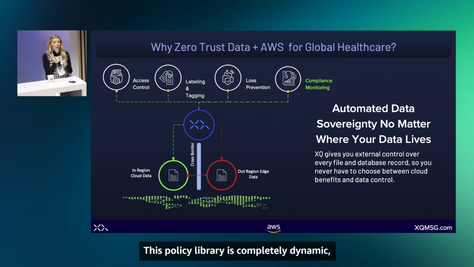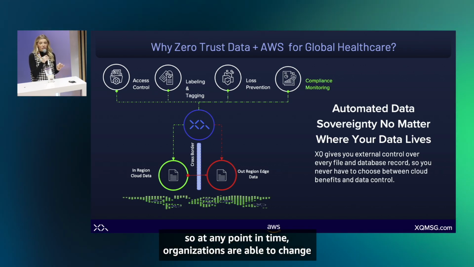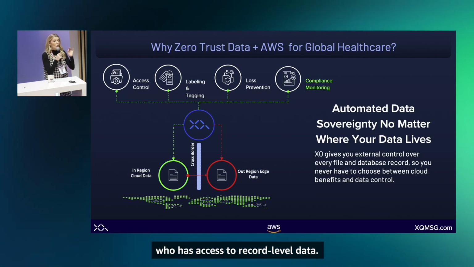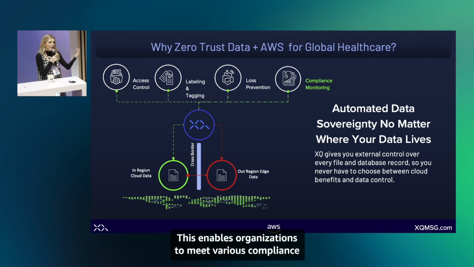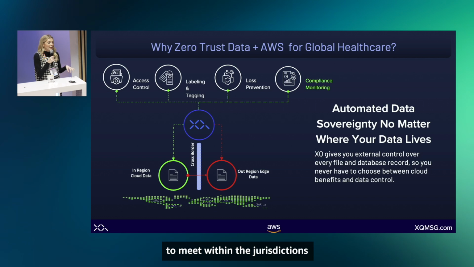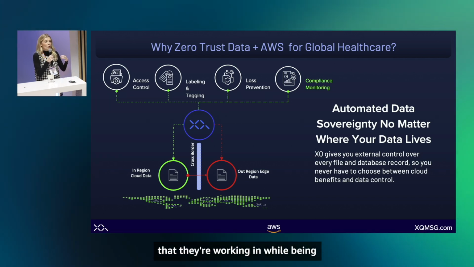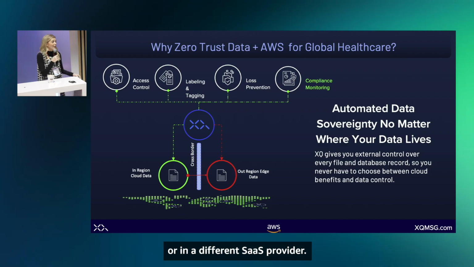This policy library is completely dynamic. So at any point in time, organizations are able to change who has access to record level data. This enables organizations to meet various compliance and regulatory laws and requirements that they have to meet within the jurisdictions that they're working in while being in a holistic cloud environment or in a different SaaS provider.